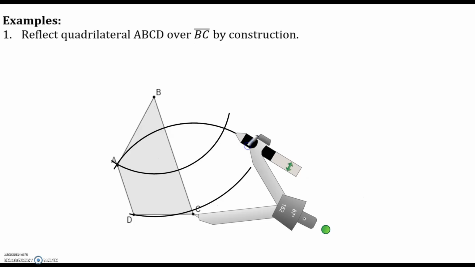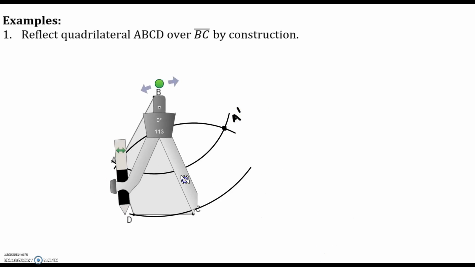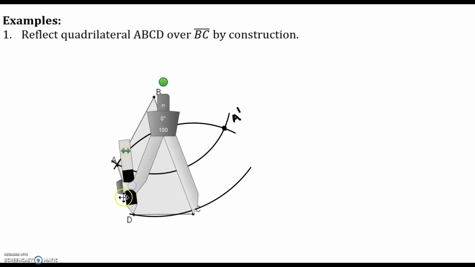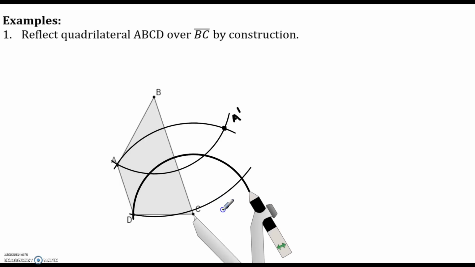So if I swing it around, this point where those two arcs meet will be A prime, and it's reflected over BC. Then I'm going to do the same thing to measure from C to D. I'm going to take the compass and measure that distance, and then I'm going to swing the arc either up or down, it doesn't matter, as long as it crosses the other one. And then that point of intersection will be D prime, which has been reflected over line BC as well. And then when I connect those two together with B and C, we'll have our shape reflected over line BC.